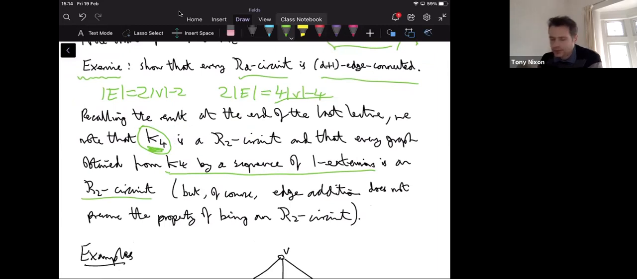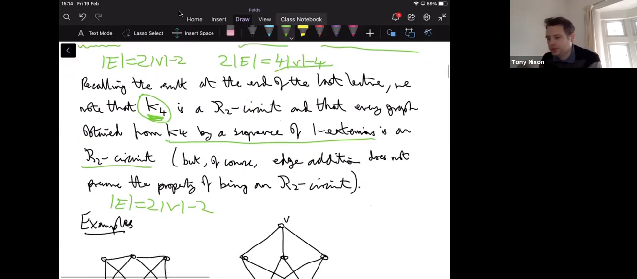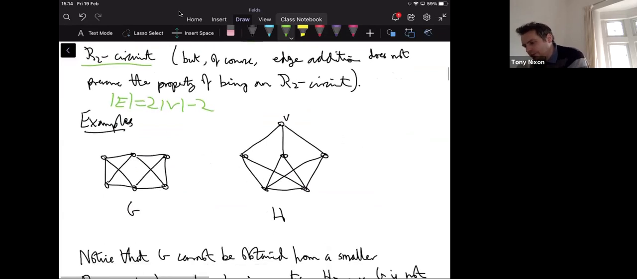But last time we also showed that we were doing sequences of edge additions and 1 extensions, but edge additions clearly can't preserve the property of being a circuit. You know the total number of edges is this. If you add 1 in, then that fails, and so you go outside the class. So we're going to forget about the edge additions part and just do 1 extensions. So here's a couple of examples of circuits. So first of all, G. Here we have 4 vertices of degree 3.